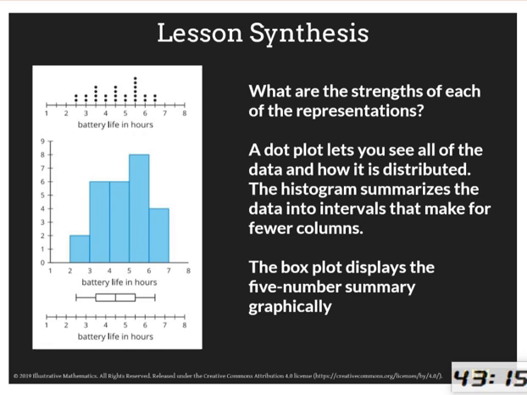All right, so a dot plot lets you see all of the data and how it's distributed. The histogram summarizes the data into intervals that make for fewer columns, and the box plot displays the 5-number summary graphically. Let me give you another 20 seconds to fill in any blanks you got. So 43:45.